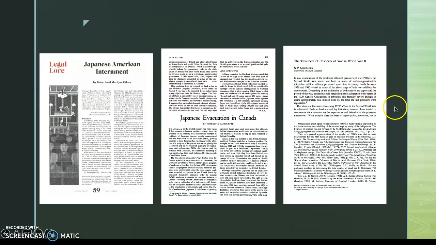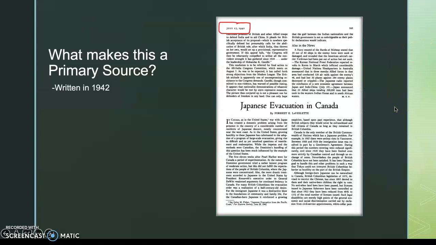Otherwise, let's move on. And this one is the primary source. The reason for that being, if you look up here, outlined in red, the date that this was published and written was 1942. So that would make this a primary source because this was happening at this time period when this was written. The Japanese were actually being evacuated in the US and Canada and being sent to these camps. So this would be a reliable source to look at and analyze if you're doing any research on this time period.